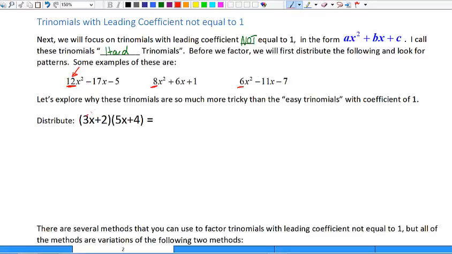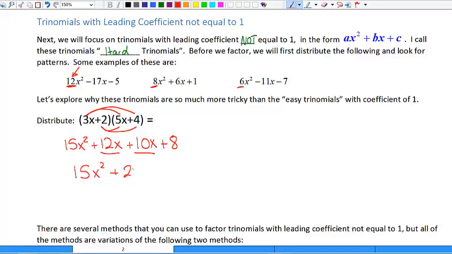To show you that, what I want to do is just distribute here. So this gets me 15x squared plus 12x plus 10x plus 8. And then the next thing you would do is add these two middle terms together, and I get 15x squared plus 22x plus 8. So this is going forwards, and my goal is to start here and end here. Okay, so I would like to go backwards. I even actually have the answer written in front of me.